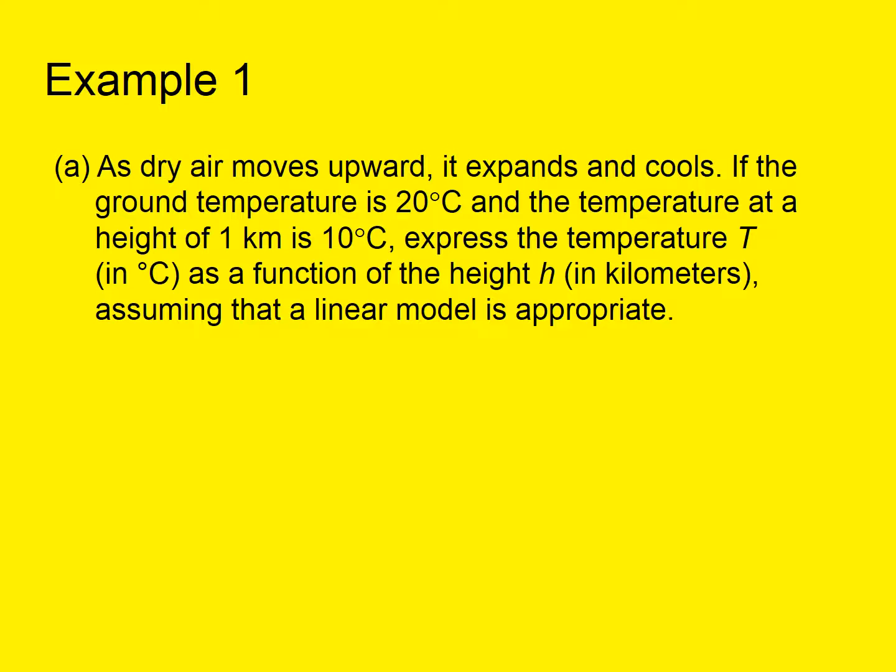Example: as dry air moves upward, it expands and cools. If the ground temperature is 20 degrees Celsius and the temperature at a height of 1 kilometer is 10 degrees Celsius, so it decreases when you move up, express the temperature T in degrees Celsius as a function of height h in kilometers, assuming that a linear model is appropriate. So assuming that, let's create a function, temperature as a function of height.